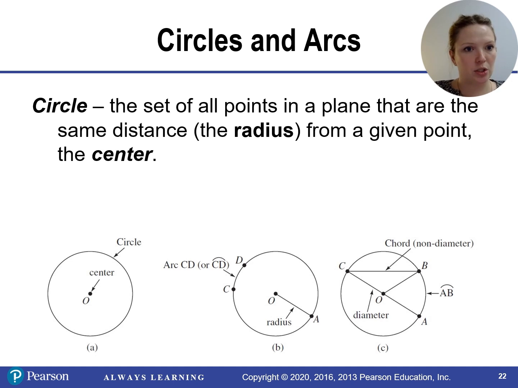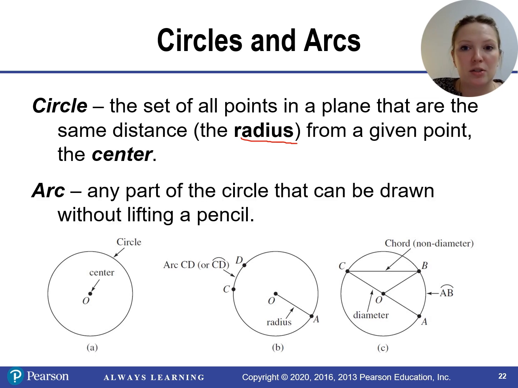We can define what a circle is. A circle is the set of all points in a plane that are the same distance from a given point. So the same distance from that center point is called the radius. We also can talk about other parts of this circle.